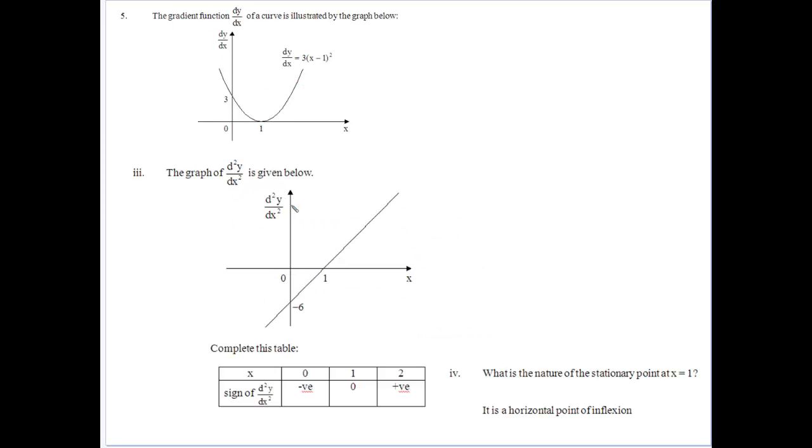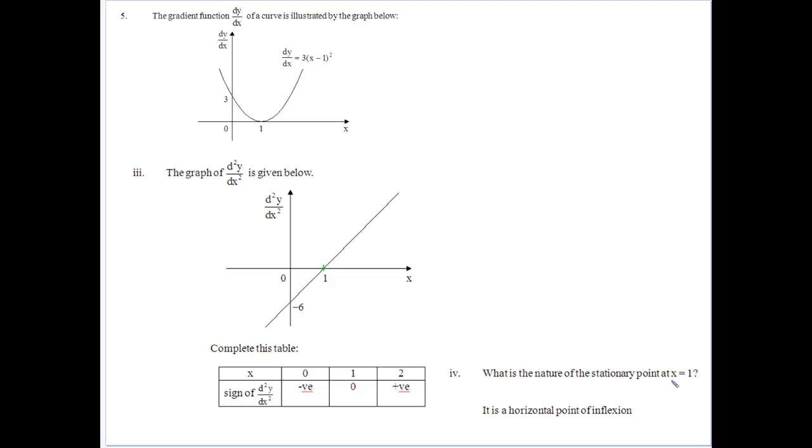So here's the graph of the second derivative. We can see that the second derivative at 1 is equal to 0. In completing this table, we know the sign of the second derivative before x is equal to 1: when x is equal to 0, we get minus 6, so it must be a negative value there. And after, the sign of the second derivative must be positive, because at 2, and all the values greater than 1, it must be positive.